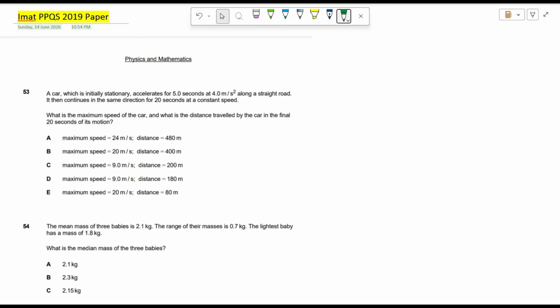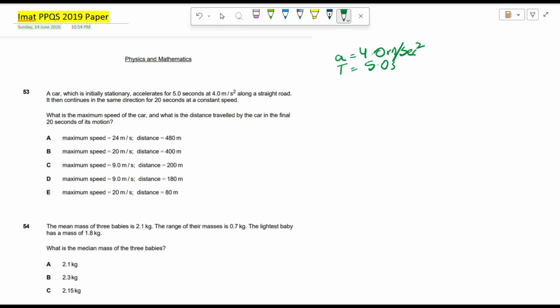square, which means acceleration is given to us. So acceleration is given to us, which is 4.0 meter per second square, right? And then time is also given to us, which is 5 seconds, right? And then along a straight road, it then continues in the same direction for 20 seconds at a constant speed. What is the maximum speed of the car? And what is the distance traveled by a car in the final 20 seconds of its motion?